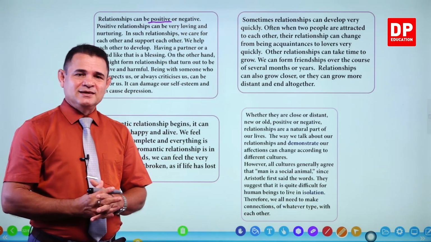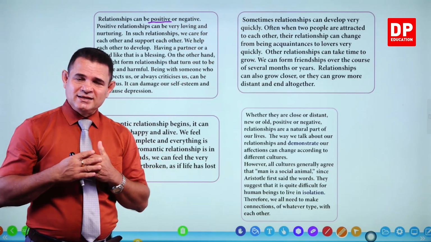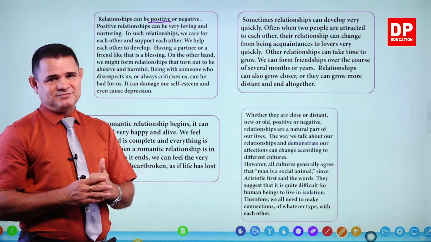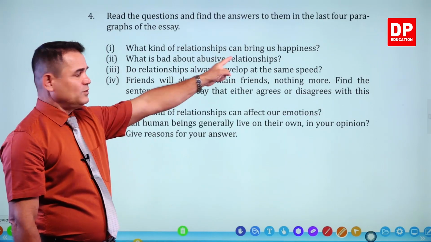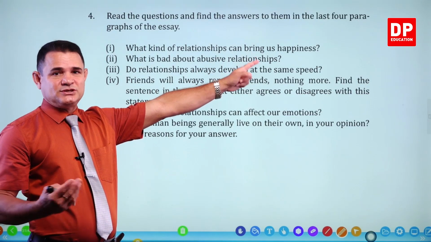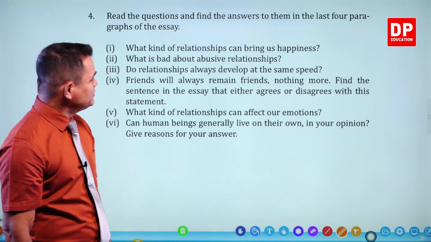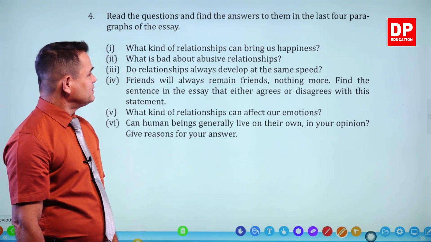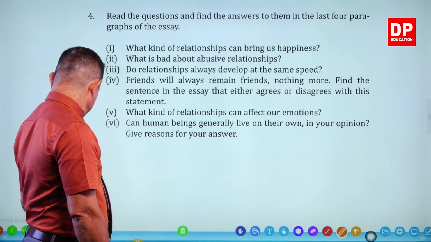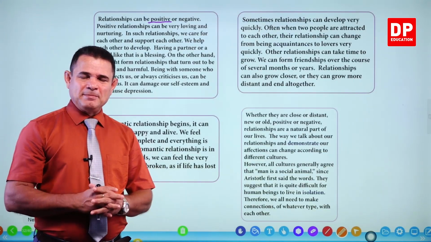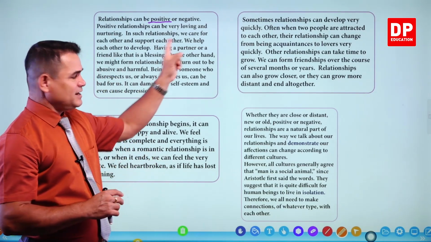So you can easily, now there are 2 kinds of relationships, positive and negative. The ones that bring us happiness are positive relationships. So you can easily find the answer for the first question. What kind of relationships? Positive relationships. What is bad about abusive relationships? What's bad about abusive relationships? Some relationships are bad. What is bad in them? It is there in one of these paragraphs.